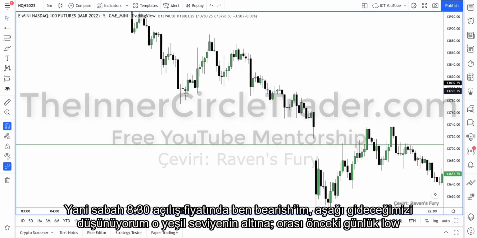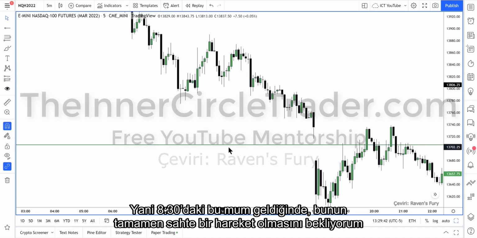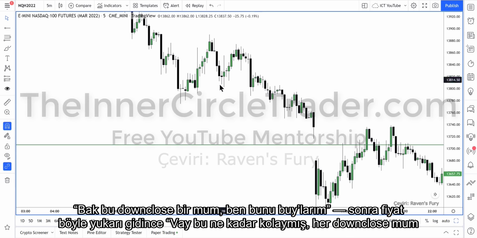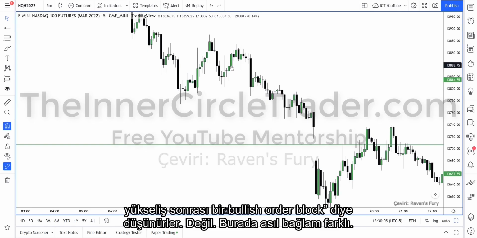So 8:30 in the morning, that opening price, I'm bearish. I'm thinking we're going to go down below that green level there. That's the old daily low. So on this candle here at 8:30, I'm expecting all this being a fake rally. It's something to lull in traders to chase it going higher. The retracement, people that don't really understand order blocks, they're going to say, look at that, it's a down closed candle. I'm going to buy that. And then when it starts to go up like that, they feel, wow, this is really easy. Every down closed candle after a run up is a bullish order block. It's not. In here is the real context.